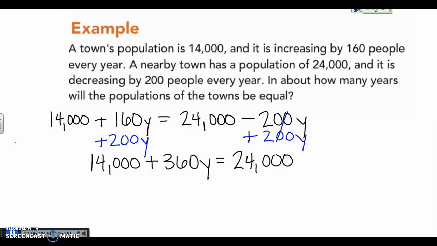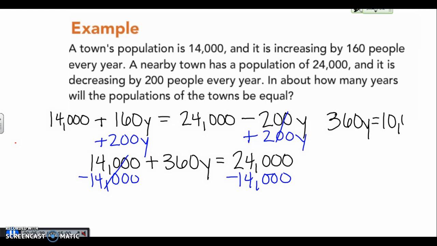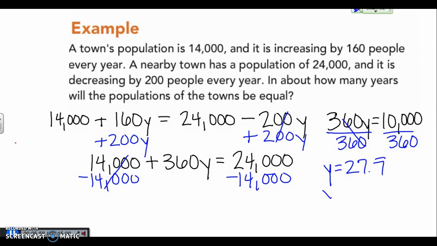So when I subtract, that's going to leave me with 360y equals 10,000. The opposite of multiplying by 360 is to divide by 360. So I'm going to divide both sides of my equation by 360. And that's going to leave me with y equals 27 7/10 repeating. So I'm going to round that to about 28.